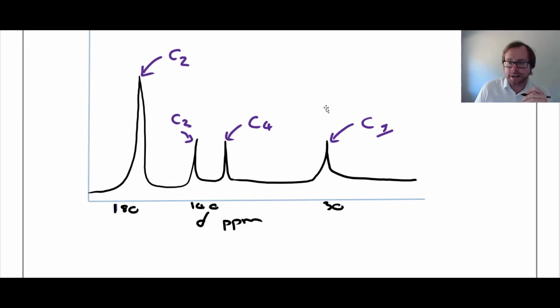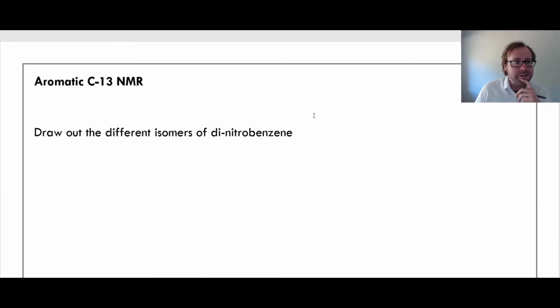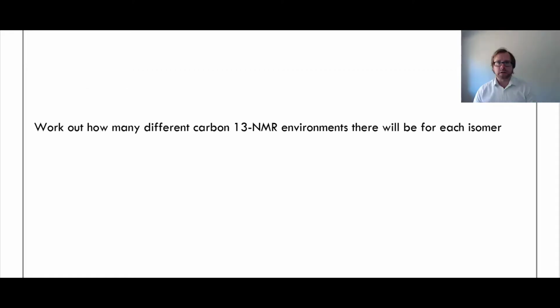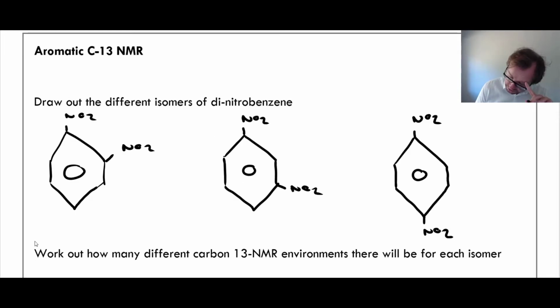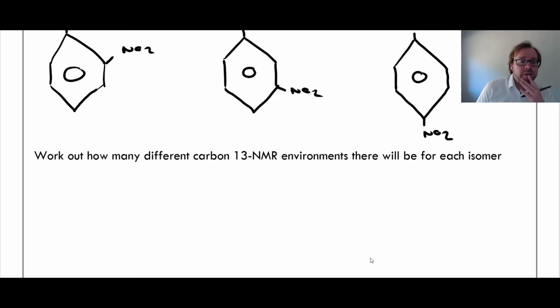Okay, and lastly, probably the hardest one, aromatic C-13 NMR. I'll just give you a minute to read through it. Okay, so first of all, I'd like you to draw out the different isomers of dinitrobenzene. Have a go at drawing out these isomers. Okay, so I'm sure you've worked this out. So here are my different isomers of dinitrobenzene. I can have 1,2-dinitrobenzene, 1,3-dinitrobenzene, and 1,4-dinitrobenzene.